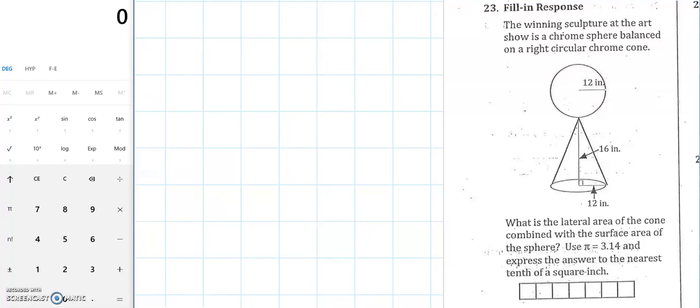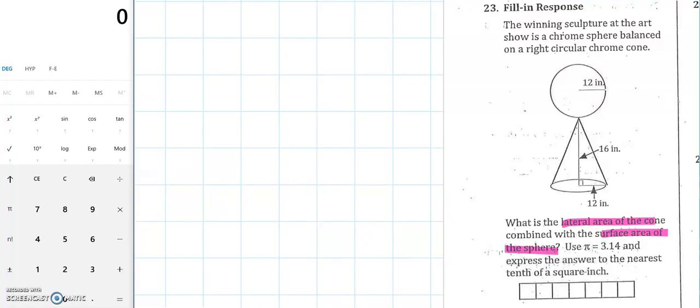Okay, so here we're starting off with number 23. Now this is a surface area question, and remember what I told you, they're always going to make you work for it. So be aware of that before we even get started. Now we have to find the lateral area of the cone, which is a curved portion of the cone, and then we have to add it to the surface area of the sphere. So we have to treat these two shapes separately.